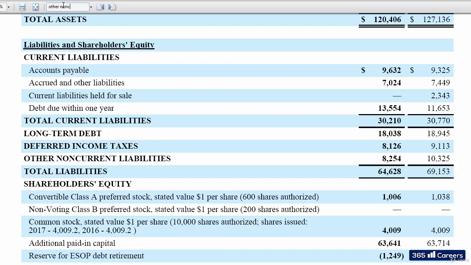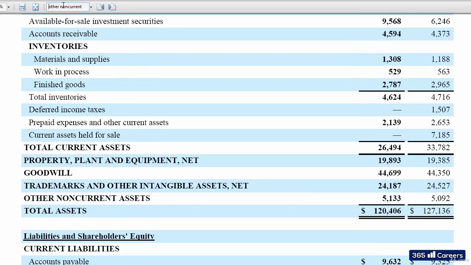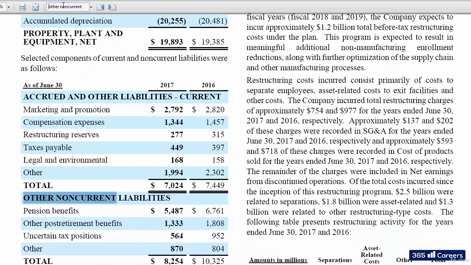Let's search for other non-current liabilities and see what we have here in more detail. Here is the table recapping other non-current liabilities. So, we have pension benefits, other post-retirement benefits, provisions for uncertain tax positions, and then other liabilities that do not fall in any of these categories.